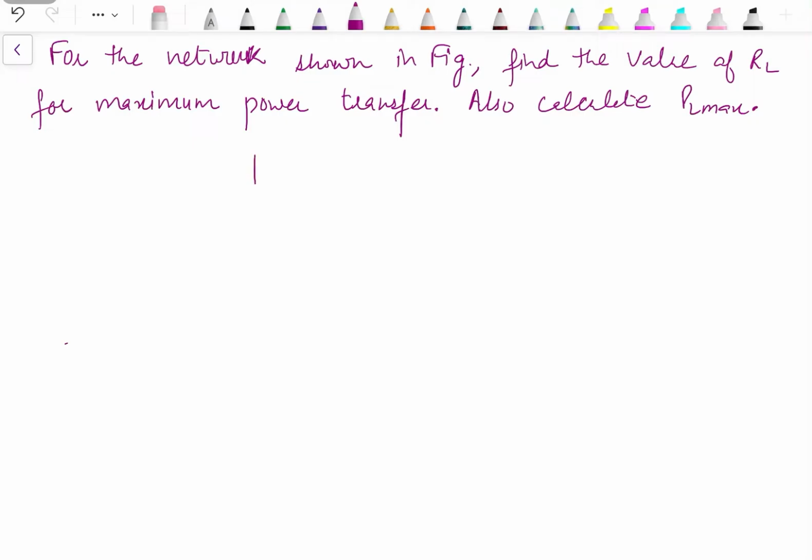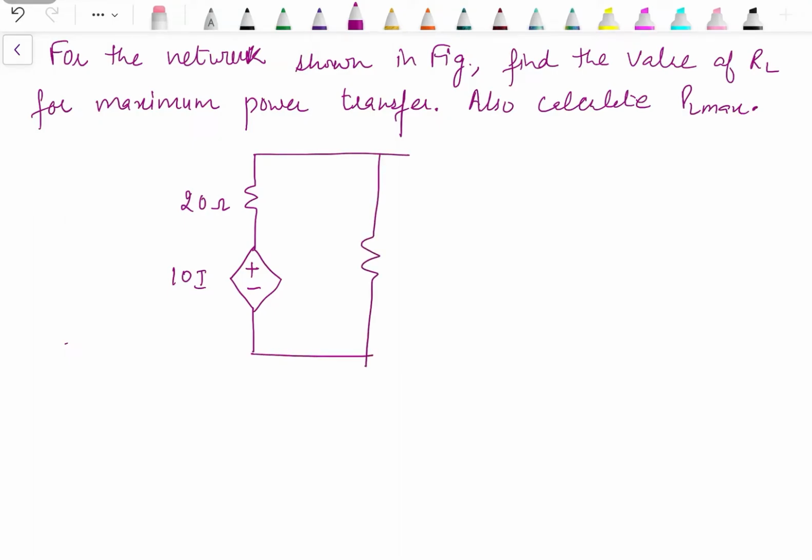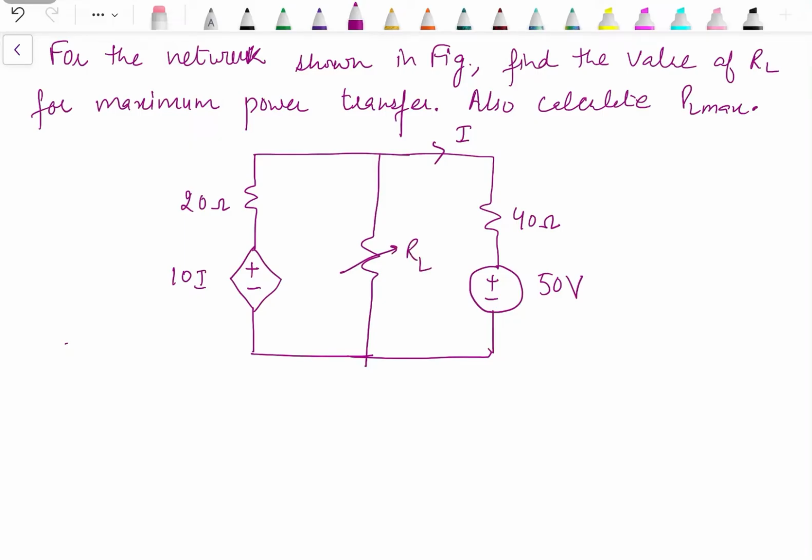Now the network is having a dependent source. Polarity is marked, so it's a voltage source. Its value is 10I, so it's a current dependent voltage source. And here we have an independent voltage source of 50 volts. This one is 40 ohm. Current through this resistance is I, flowing in this direction, which is already marked in the problem. And this is RL. So these are actually the load terminals AB.